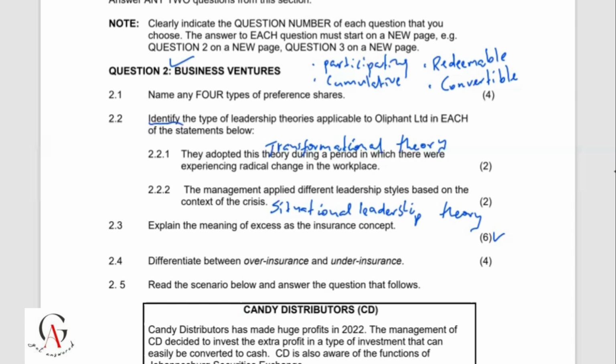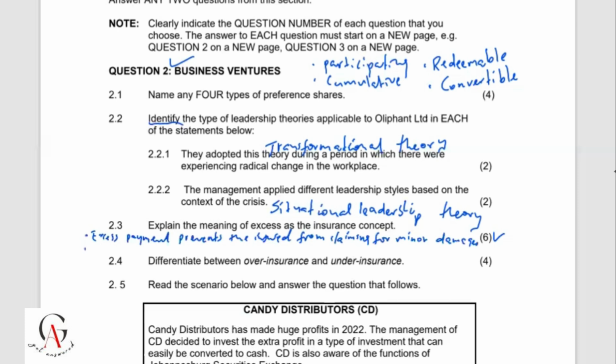Okay, right. So now we're saying that excess payment prevents the insured from claiming for minor damages.